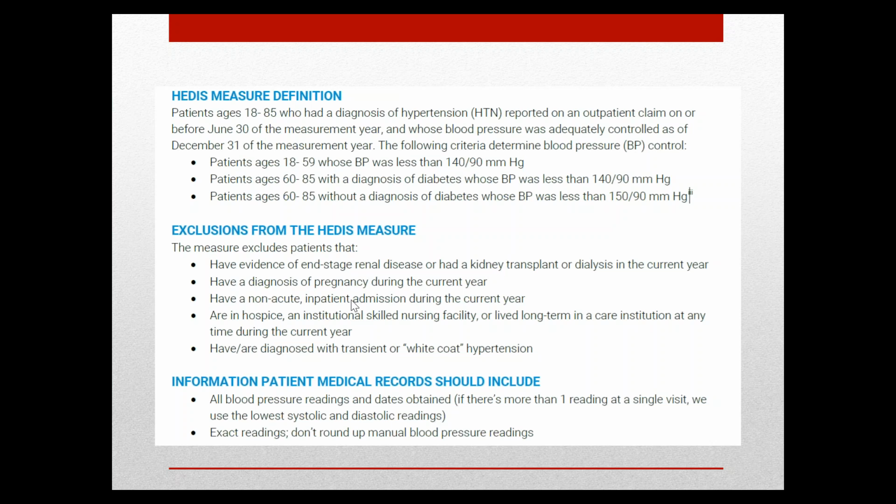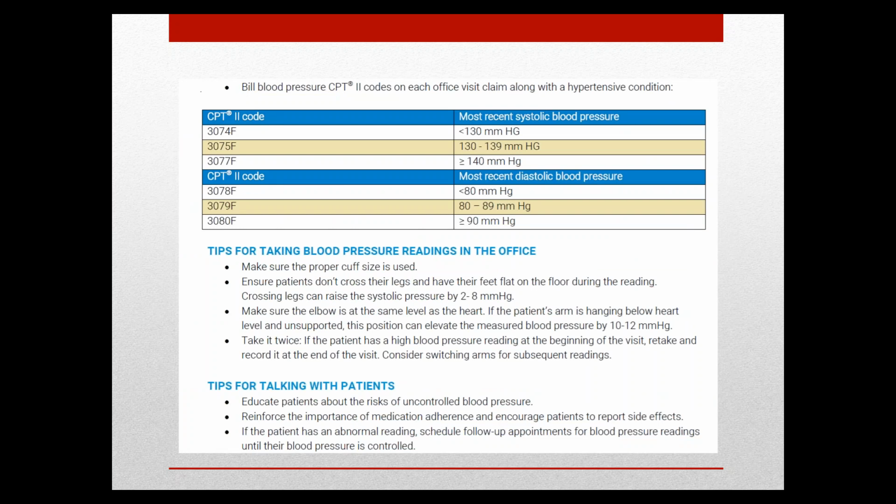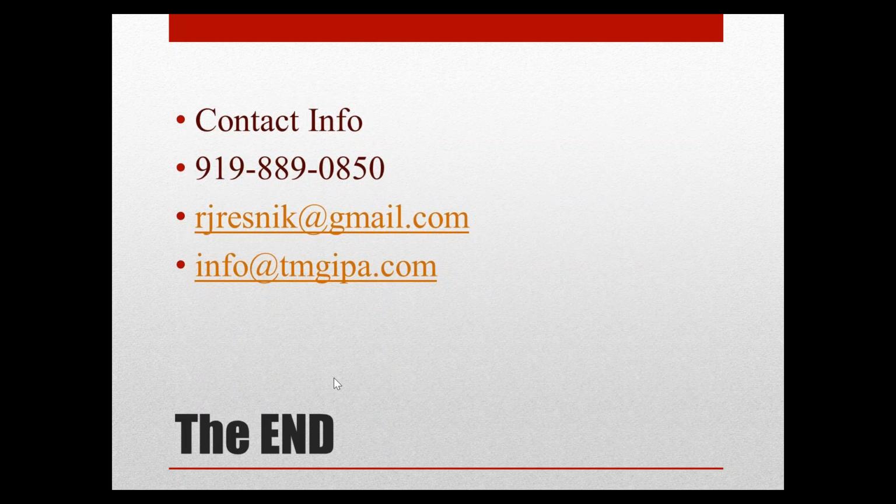But for all blood pressure readings obtained, especially if there's more than one, they will use the lowest systolic and diastolic readings. Don't round up on manual blood pressures. If you want to get really sophisticated to show you close the gap, you can use these CPT II codes, but you don't need to do that. But just make sure that you're using the proper cuff size, patients are in the right position, and the simple things that you would normally do. But sometimes we rush to do these things and we don't get the patients in the proper position. So if it's elevated, take it twice, and educate the patients, of course, about uncontrolled blood pressure.